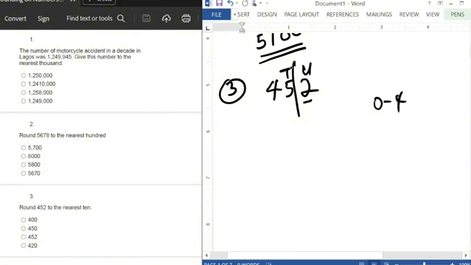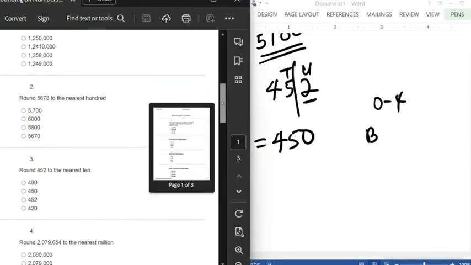So we are not going to add anything to 5. In this case, we just change this 2 to 0. Then we have 450. That is 400 and 50, which is option B there. Option B, right? So let's move to the next one, number 4.